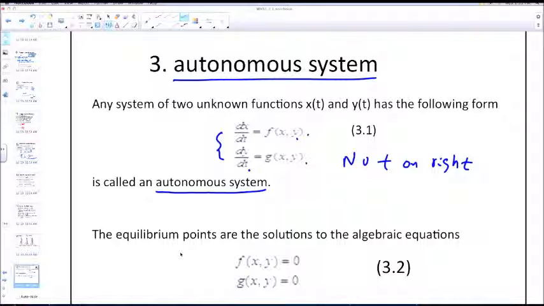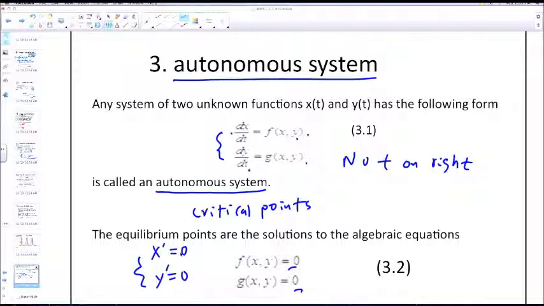And if you let the right hand side equal 0, by the equation, the left hand side, the derivative, also equals 0. In calculus, we learned if the derivative equals 0, we call it a critical point. And you can call this a critical point too, but most of the time for application, we call it the equilibrium point.